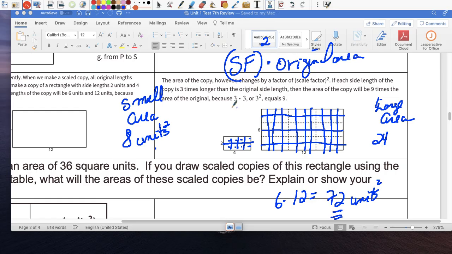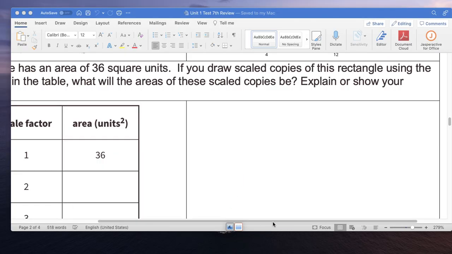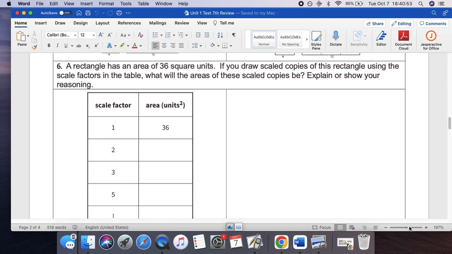So what was the scale factor? Well, it was 3. Right, so let me write this. 3 to the second power. What's the original area? 8. 3 to the second power, ladies and gentlemen, is 9. And then times 8 gives you 72. Now, look at that. It works. And that was what you had to remember.